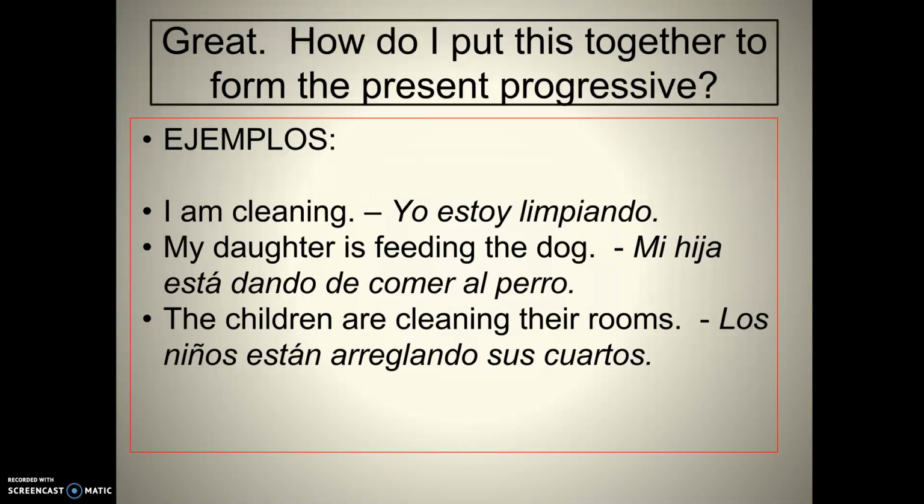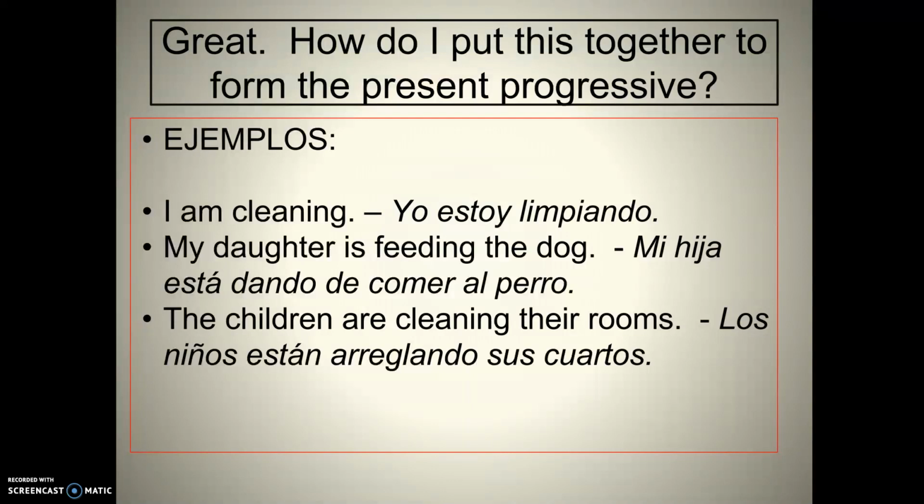We have am in the first one, is in the second one, and are in the third one, plus the present participle or ing form of the second verb: cleaning in the first one, feeding in the second one, and cleaning again, using a different verb, in the third one. So be aware that although this looks different to you, the structure in English and Spanish is actually very much the same.